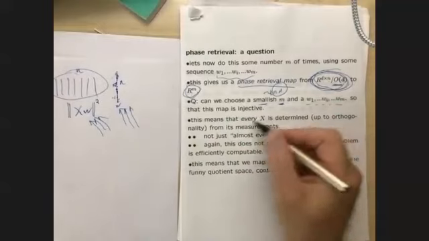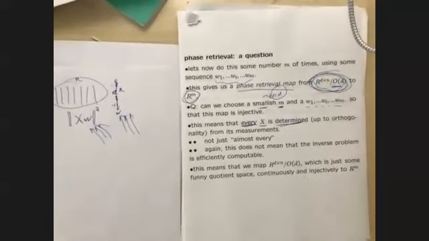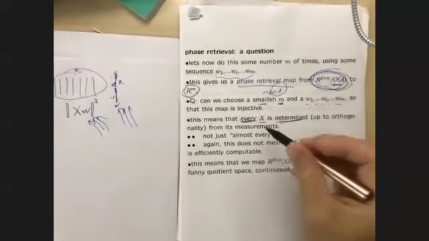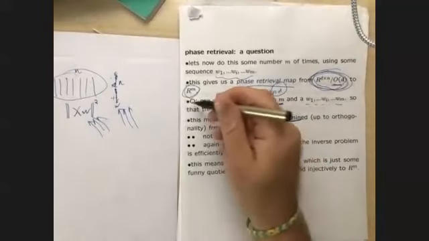In other words, every x, not just most, is determined, of course, up to orthogonality on the left, from its measurements, not just almost every. And that's the question people in phase retrieval would like to talk about.